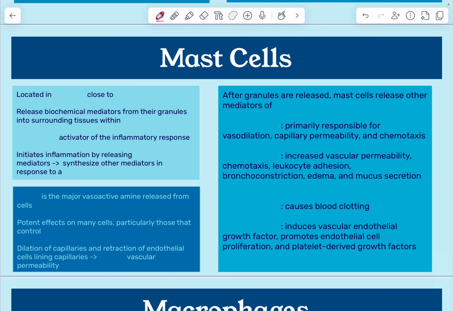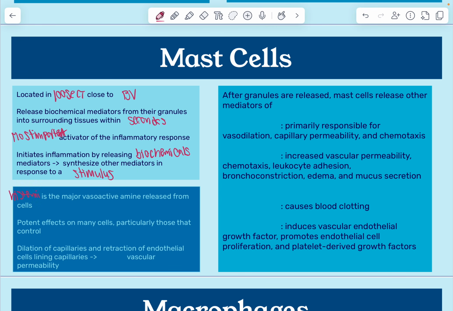The first type of cell I'm going to go over is a mast cell, and these are located in loose connective tissue that are close to blood vessels. They release biochemical mediators from their granules into surrounding tissues within seconds, and they are also the most important activator of the inflammatory response because of how quick they can get there. They initiate inflammation by releasing biochemical mediators, and then they're going to synthesize other mediators in response to a stimulus. An example of this stimulus would be an infection or an injury.